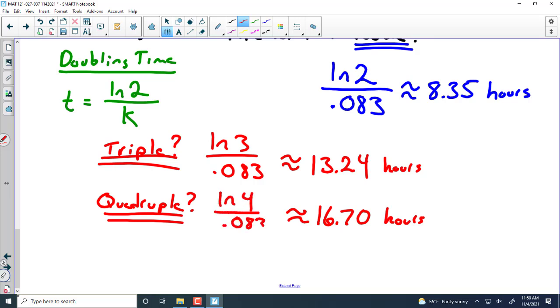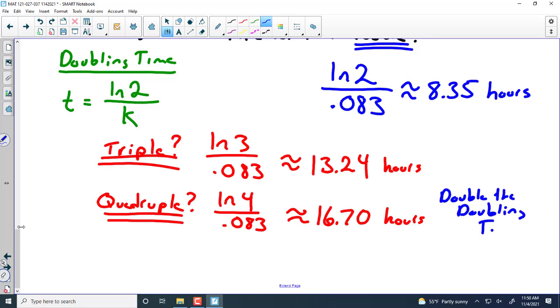Did anyone do it a different way? I just doubled the answer for the first one. Well done. If it's quadrupling, that's double the doubling time. And that works also. Isn't that awesome? Yes, well done. Glad you saw that. Yeah. Double the doubling time.